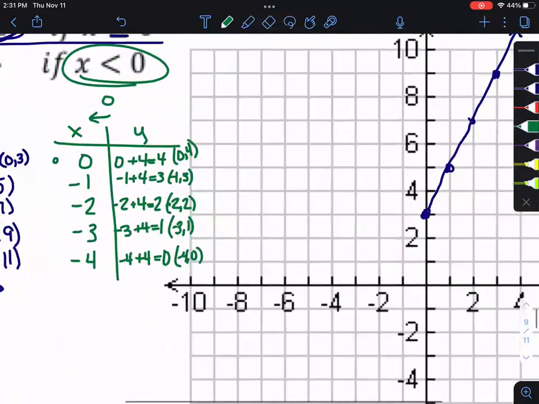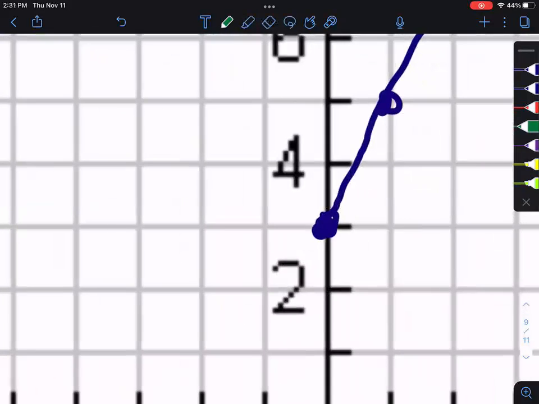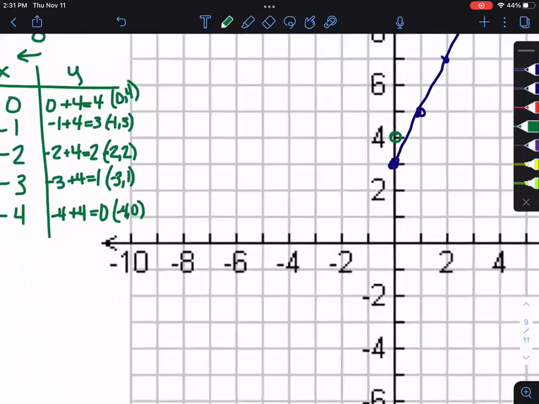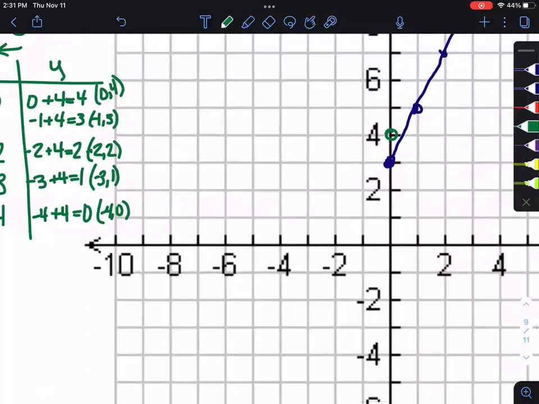So 0, 4 is right here. I'm using an open circle there because that X value of 0 is not included, but any number leading up to it, getting very close, is included. So next up, I have -1, 3 right here. -2, 2, and all of these numbers are just regular points. -3, 1, and -4, 0.